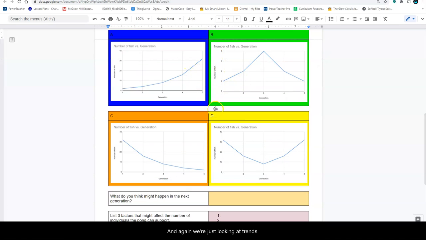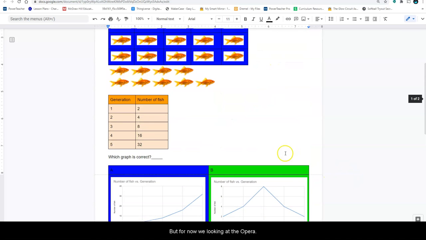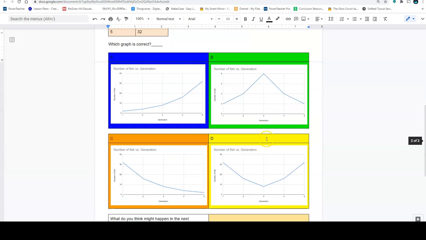And again, we're just looking at trends between these. So this trend is moving up, this trend is moving up then down, this trend is moving down, and this trend is moving down then back up. And when we're talking about species, population, and those different limiting factors, all of these graphs will actually apply and be different parts of that dynamic. But for now, we're looking at the upward trend.